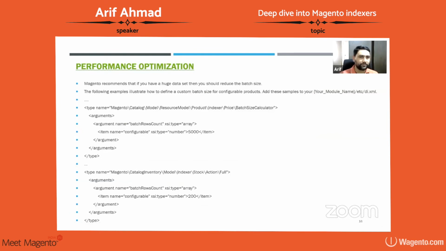Okay, some performance optimization things are also there in the dev docs. I have added a hyperlink over here; you can definitely go and find more details. I have added some highlights on how to improve. One of them is batch size. How much data you are processing in one cycle is something you can control. It's not for all the indexers, but for some of the indexers you can control it and improve performance.